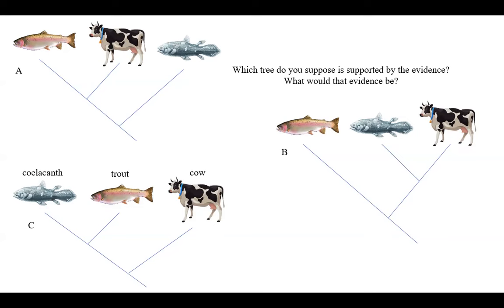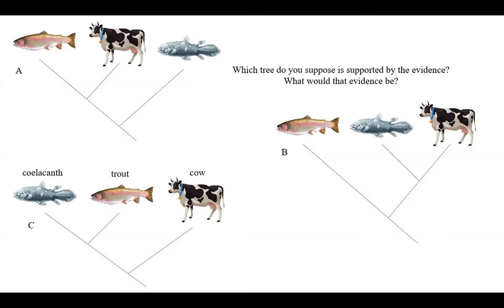I think A is the reflection of real relationships on Earth: trout and cow, coelacanth outside. Okay, anybody vote for B? Coelacanth and cow, trout on the outside. Anybody vote for C? Look at you guys taking this test like test takers.